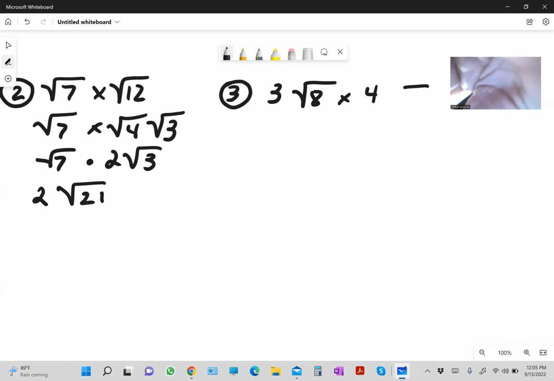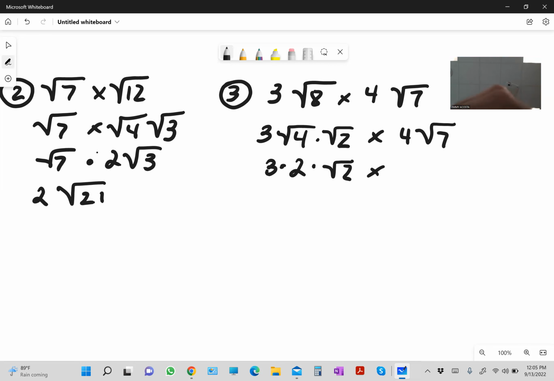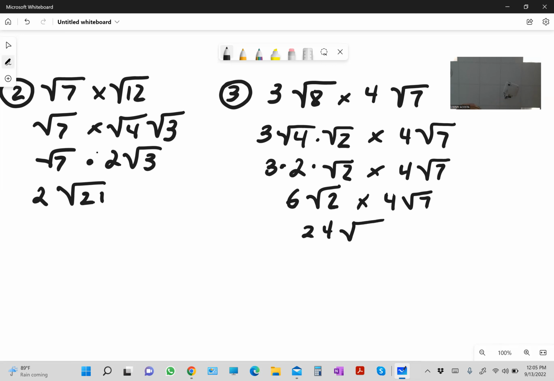times 4 square root of 7. So that's going to be, well, I would work it this way. There's a bunch of ways to do it, but I would just kind of say, okay, this is 3 times the square root of 4 times the square root of 2. I'll put the x there just to separate them, but I can't do anything with 7, really. So you got 3 times 2 here, times the square root of 2, times the 4 square root of 7. So that's 6 square root of 2 times 4 square root of 7. So that's 24 times the square root of 14. Can't really break down 14. Square root of 14. So I'll leave it as that.